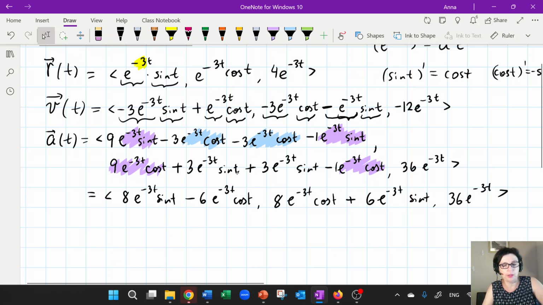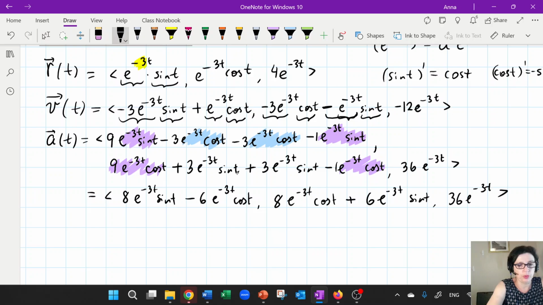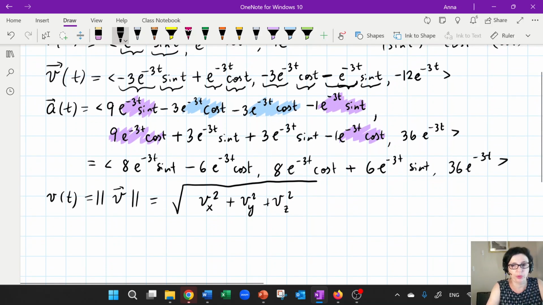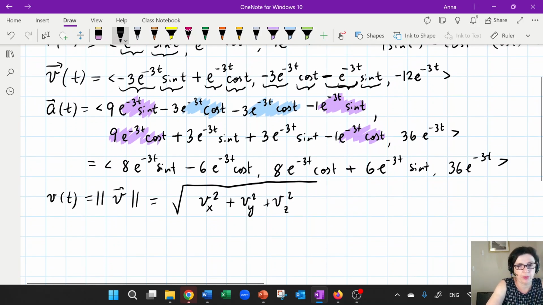Okay, so that's the acceleration. The last thing we got to do is find speed, and speed is the magnitude of velocity. So how do we find the magnitude? Well, we have to take each component of the velocity, square it, and then take one big square root. So we'll take the x component squared, the y component squared, the z component squared, and then we'll just add them up. There will be some work to square each of the components, but we'll see what happens.